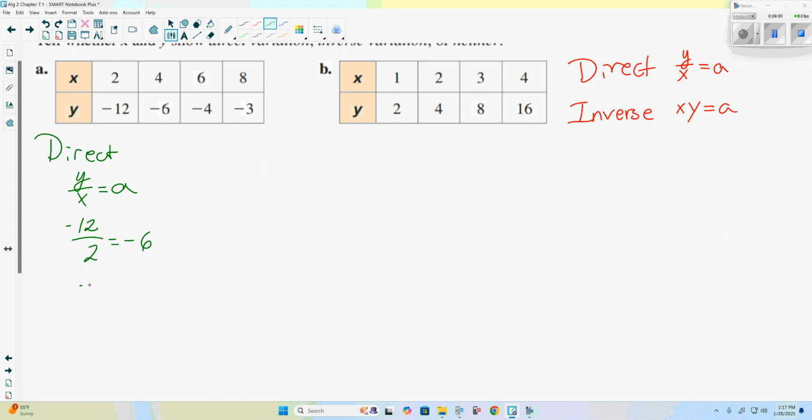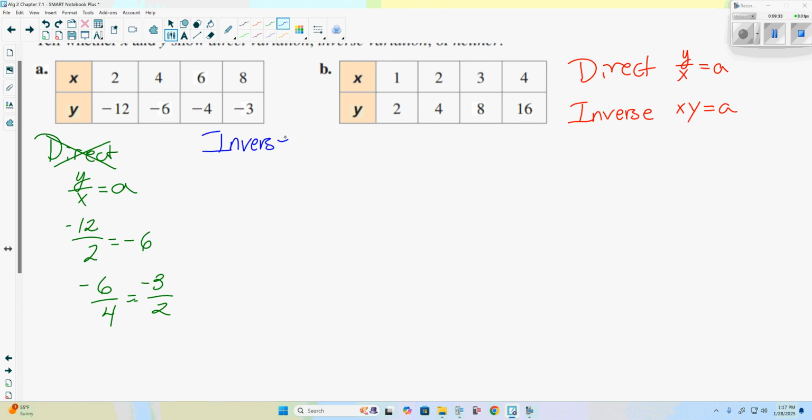Let's move on to the next one. Our next y value is negative 6. The x value is 4. Negative 6 divided by 4 is negative 3 halves. It doesn't divide evenly. Are those the same amount? No, so that means that this set of points, these sets of numbers, are not a direct variation.